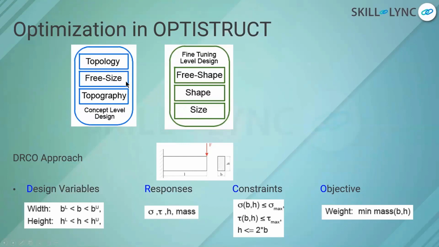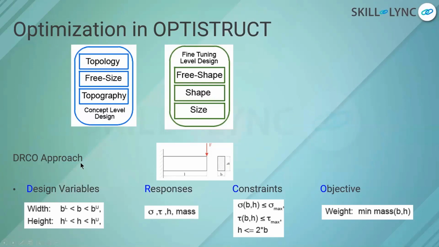Free size is nothing but a size optimization, but at a very gross level. And this is what you carry out using a concept level design. Then once an outline of the shape is generated, you go to the fine tuning of the design, and you carry out the free shape and size optimizations to arrive at the final design. In OptiStruct, this is called a DRCO approach.